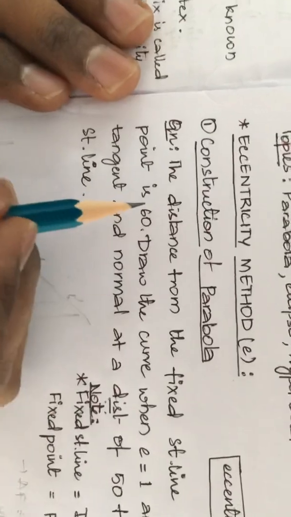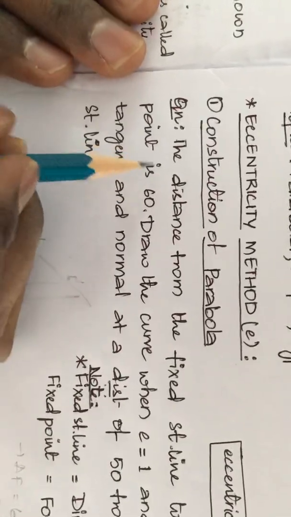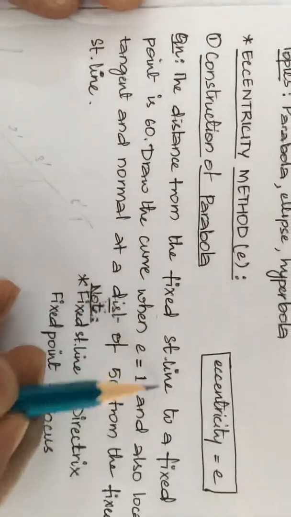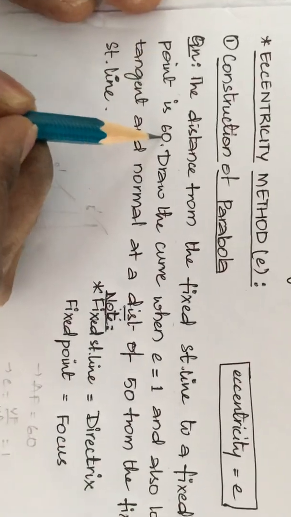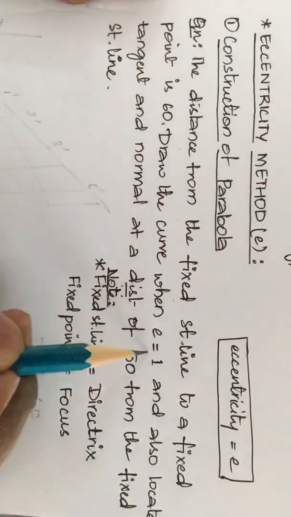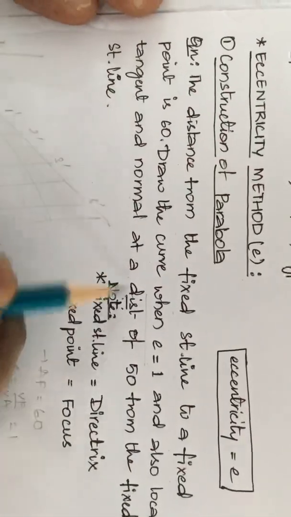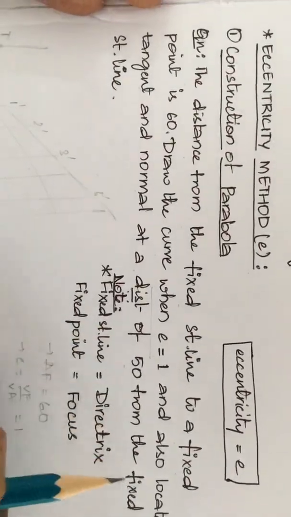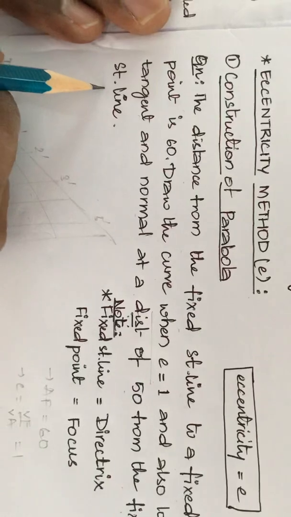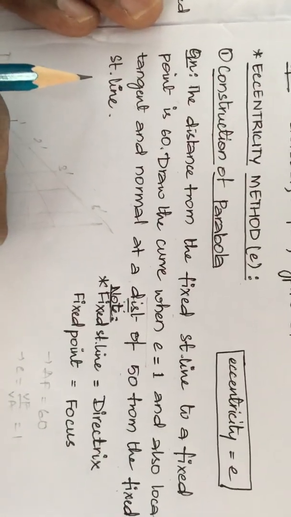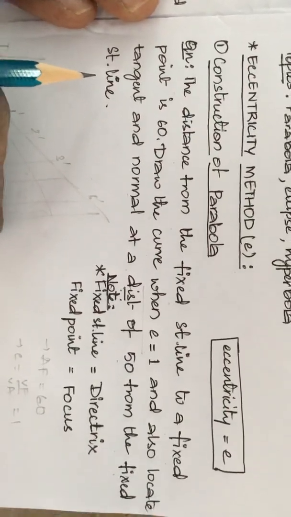If the question is asked like this in the examination: the distance from the fixed straight line to a fixed point is 60. Draw the curve when E equals 1 and also locate the tangent and normal at a distance of 50 from the fixed straight line. I hope you are getting the question. Dear students, I repeat the question once again.